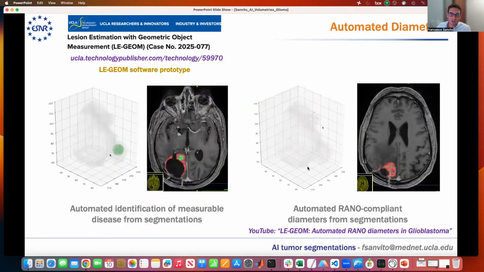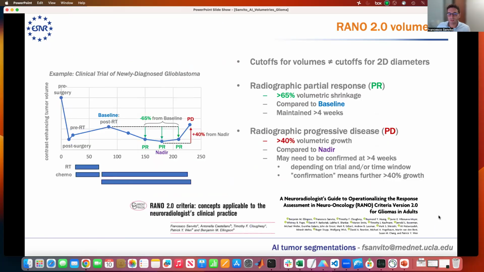So also to address that, we recently developed a possible software prototype that can possibly in the future help with that. It's still a prototype, but we're trying to have a software that automatically tells you whether there is measurable disease in a segmentation and also outputs automated diameters that are Rano compliant. So as you can notice, they don't cross the surgical cavity, but they respect only the solid tissue. So this may be something that helps in the future.